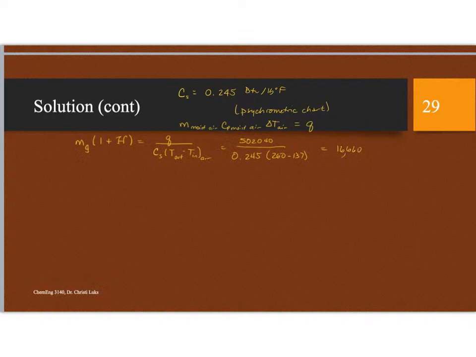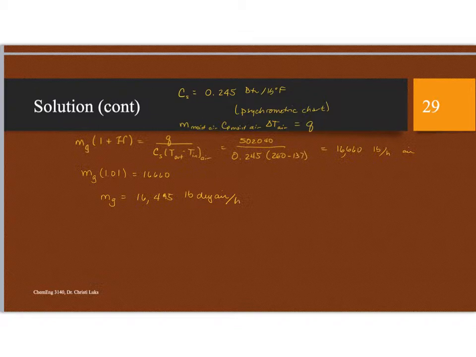16,660 pounds per hour of the air. But H, we were told, is 0.1, so we get 16,495 pounds of dry air per hour.